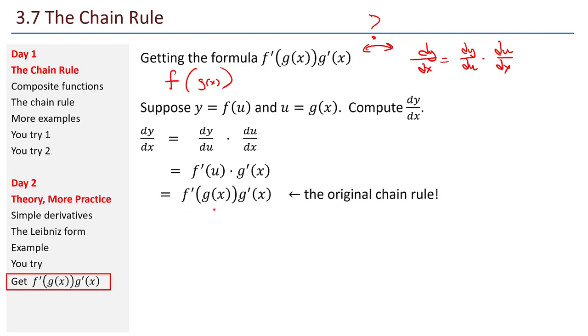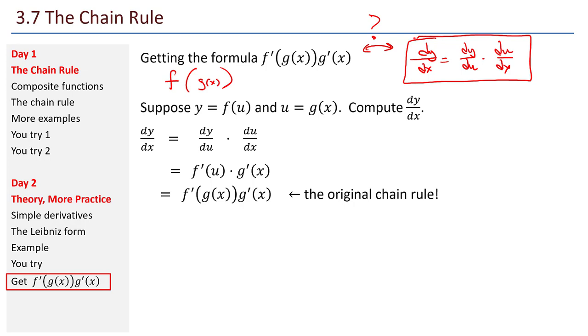F prime of u, let's do the substitution. That's f prime of g of x times g prime of x. And hey, look at that. It's the original chain rule. So we use the Leibniz form to justify why the chain rule works. This kind of multiplication seems reasonable, and I didn't actually prove it.